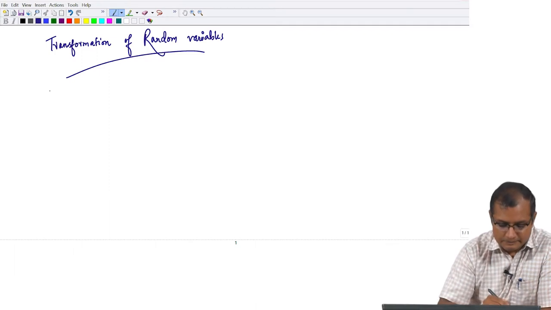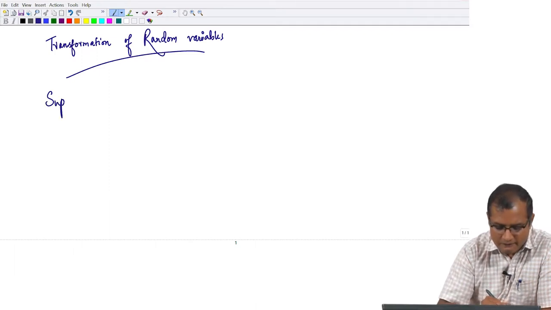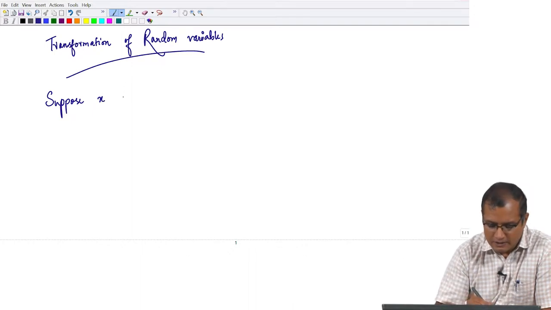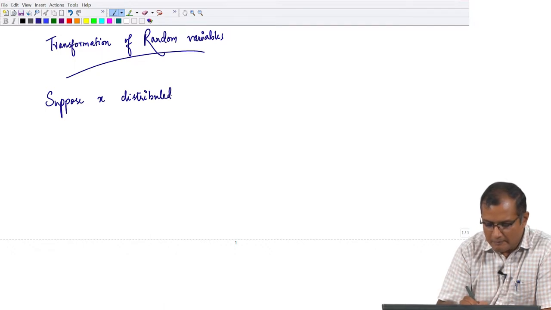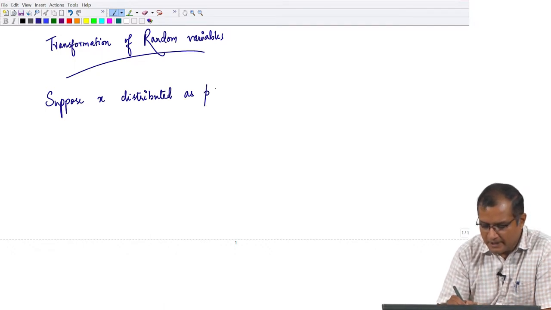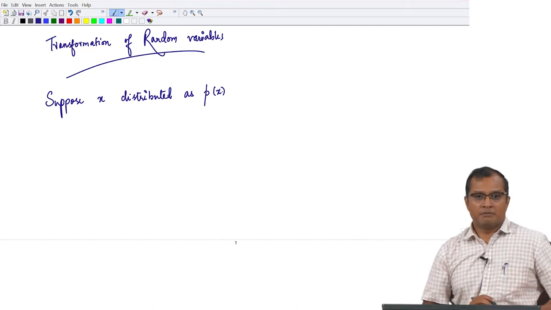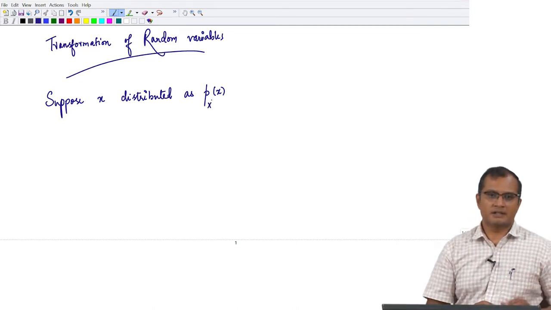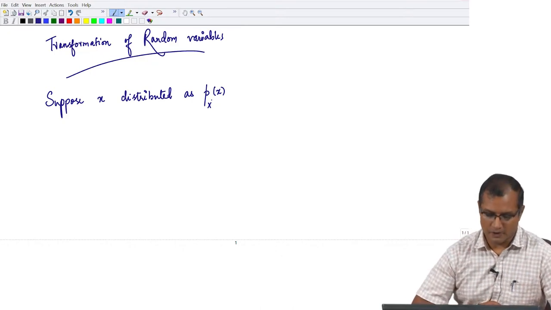We have a random variable x, distributed as some PDF P of x. I am just putting a label capital X to remind ourselves that this is a PDF of small x.